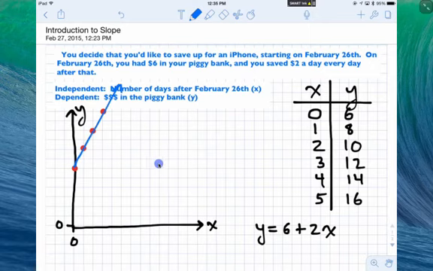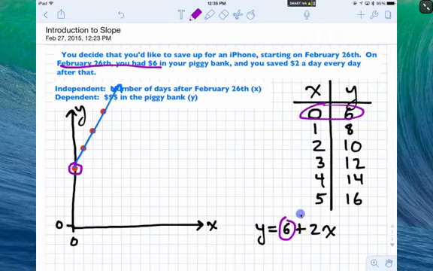I hope we can see where this 6 in our equation shows up in both the table of values and on our graph, and how it pertains to the modeling situation we have. On February 26th, there was $6 in the account. That coincides with that ordered pair in our table, this parameter in our equation, and this point on our graph. But I really want to focus in on this 2 in our equation.